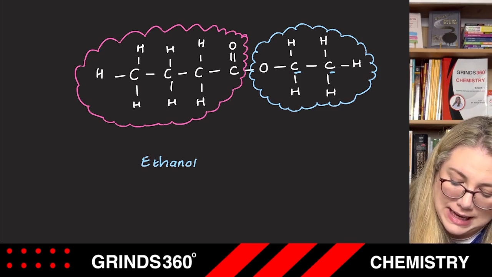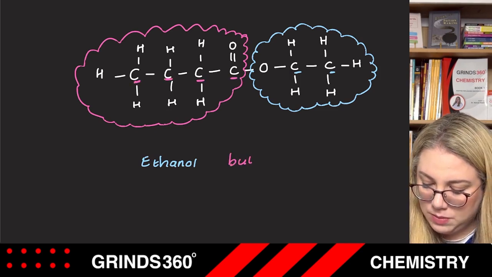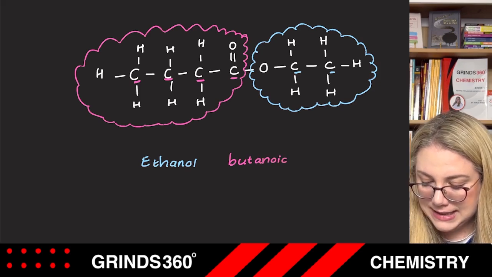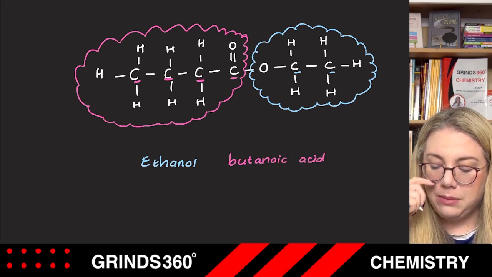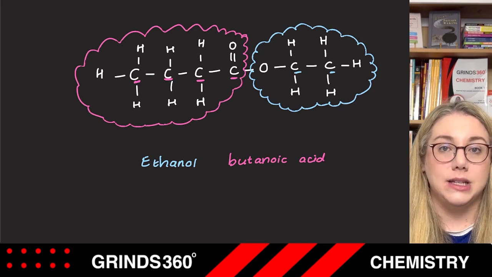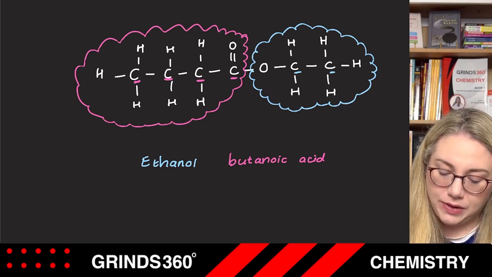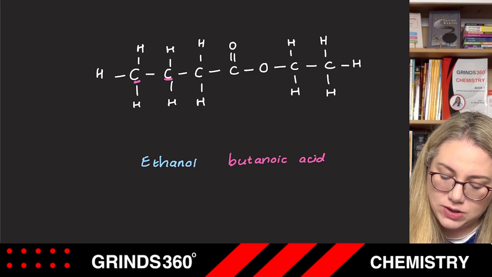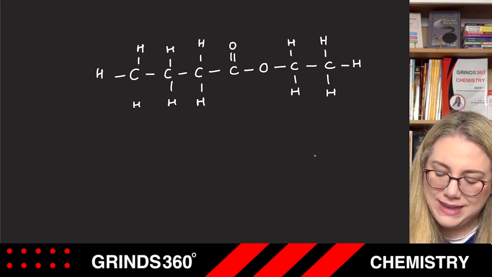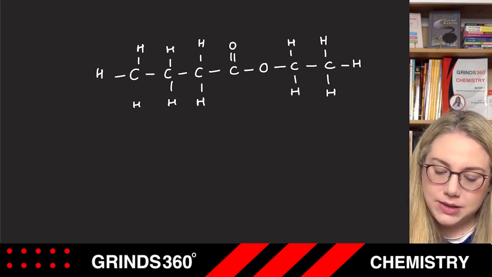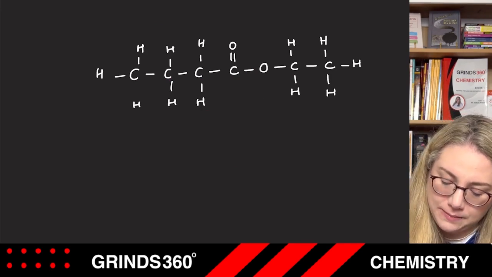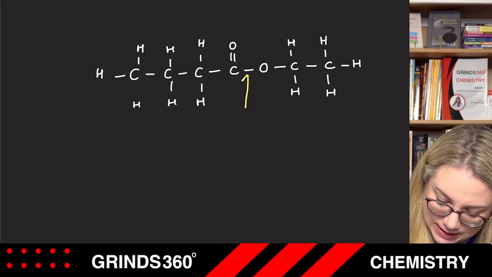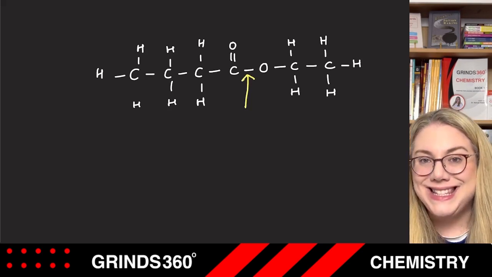And your carboxylic acid part, you have 1, 2, 3, 4. That would be butanoic acid, if it asked you for the name of the alcohol and the carboxylic acid used to form that particular ester. Now, another question that they might give you is, on this structure, identify the bond that is formed when the ester forms. So this would be the bond between the oxygen and the carbon. It is the single bond.